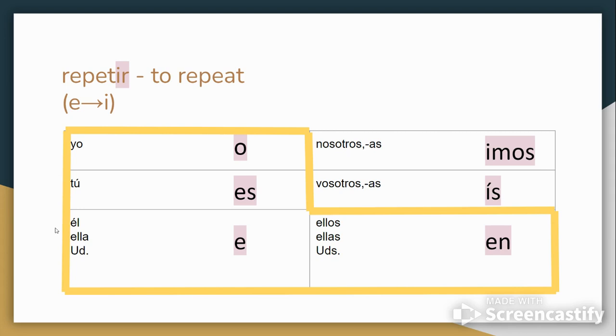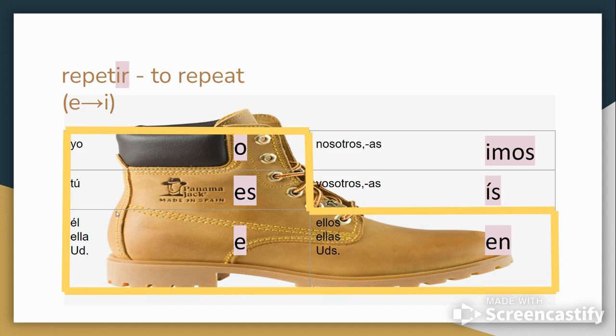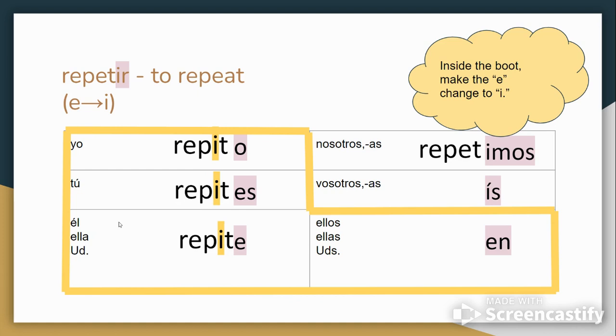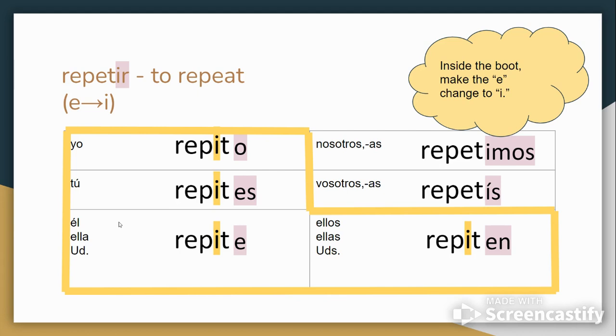Now, remember yesterday for our lesson, we said that if you have a verb that has two E's in the stem, you're going to change the E that is closest to the ending. So you're going to say repito, repites, repite. Outside the boot is going to go back to repetimos, repetís, and now we're going to go back inside the boot, repiten. I want you to take a pause. I want you to make sure that your boot is highlighted and that you have the stem change highlighted in each of the forms inside the boot.